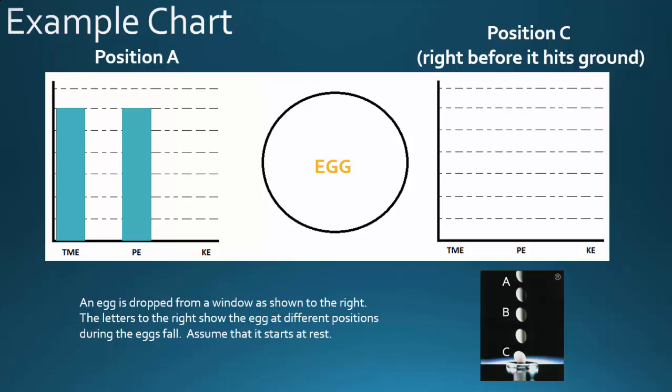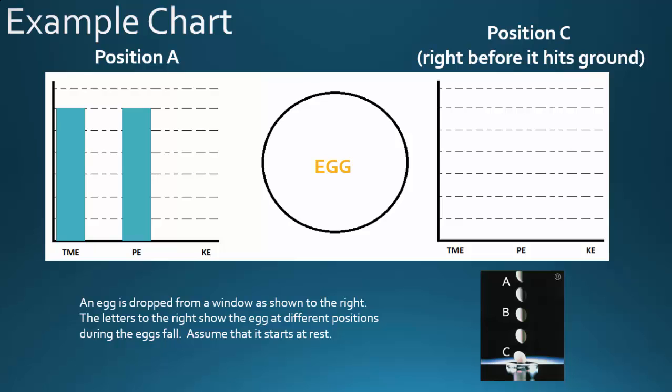Let's look at this drop for position C. Now first I want to look at what it's going to look like right before it hits the ground. So let's say it gets as close to the ground as it can without actually striking the ground. Well, we're going to look at the comparison between position A and position C. So my energy chart for position A should remain the same.